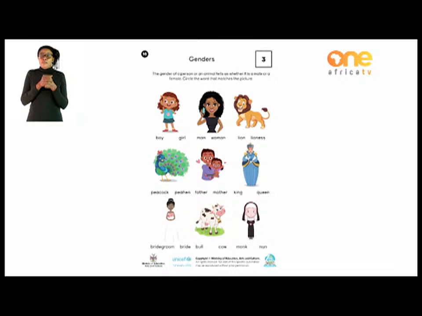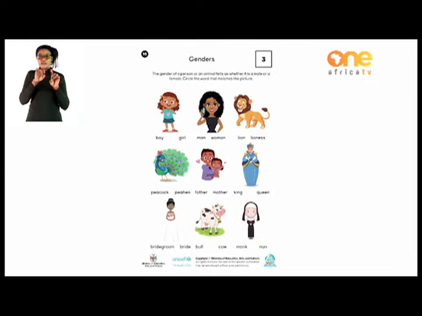Genders. Who can tell me what is genders? Do you still remember what is genders? Okay, it is a girl or a boy or a male or a female. The gender of a person or an animal tells us whether it is a male or a female. Circle the word that matches the picture.